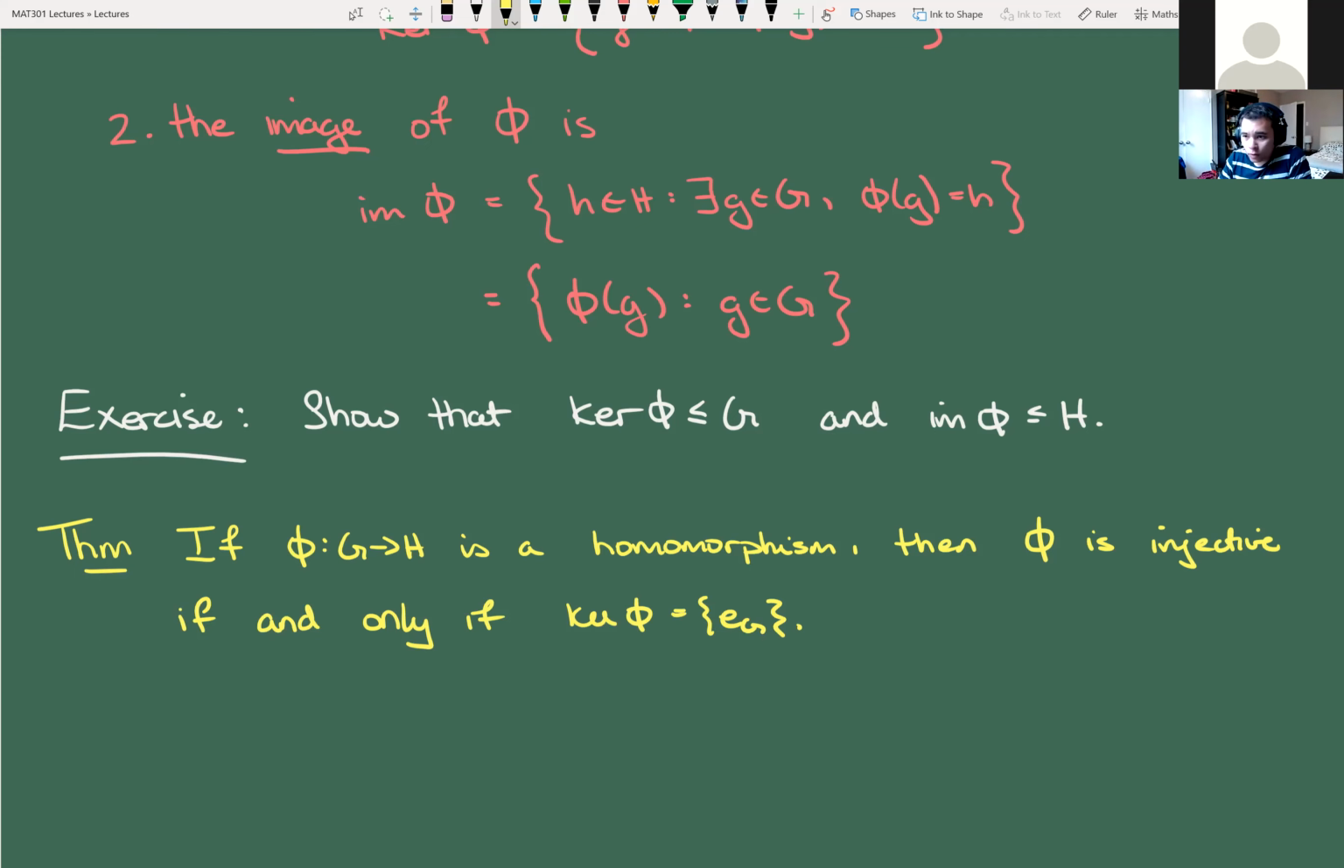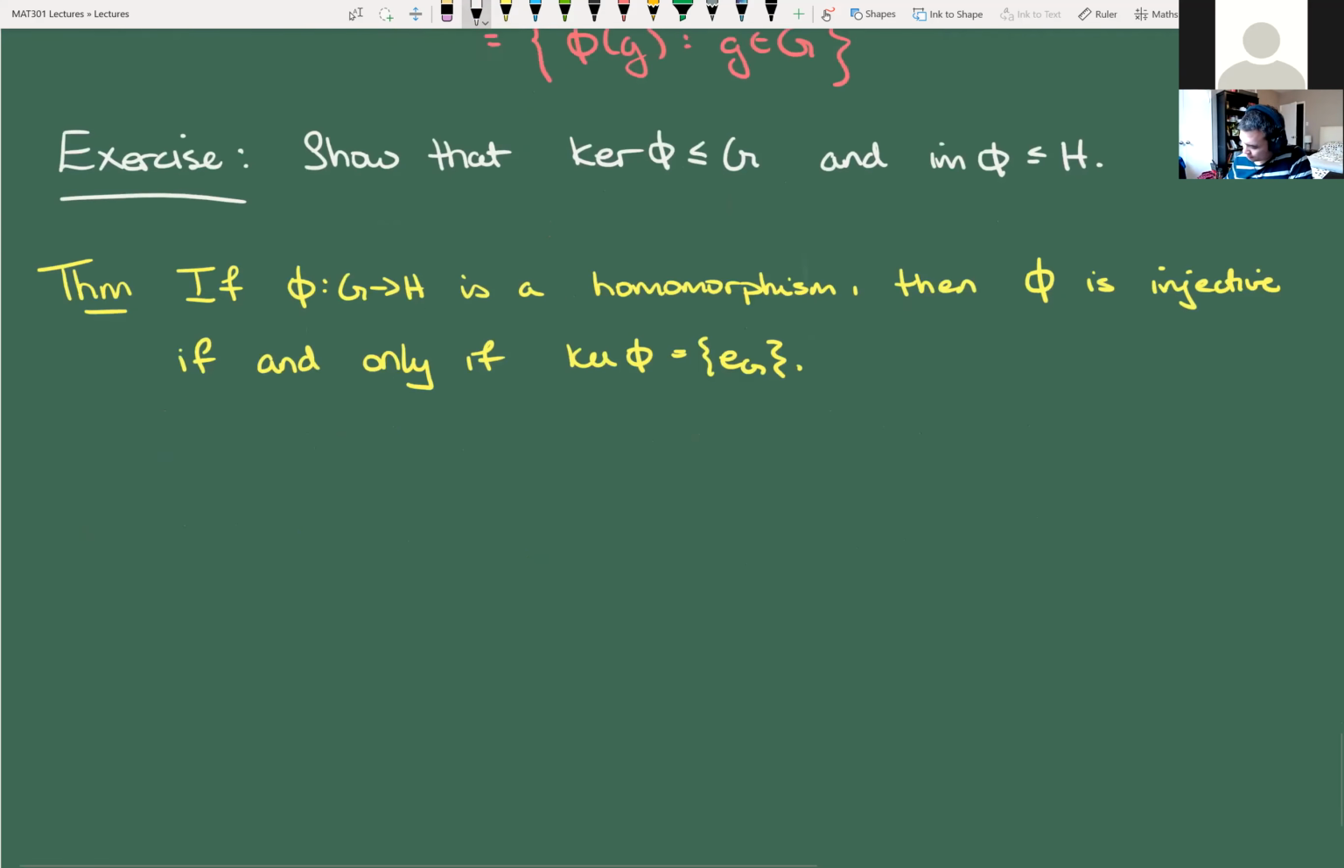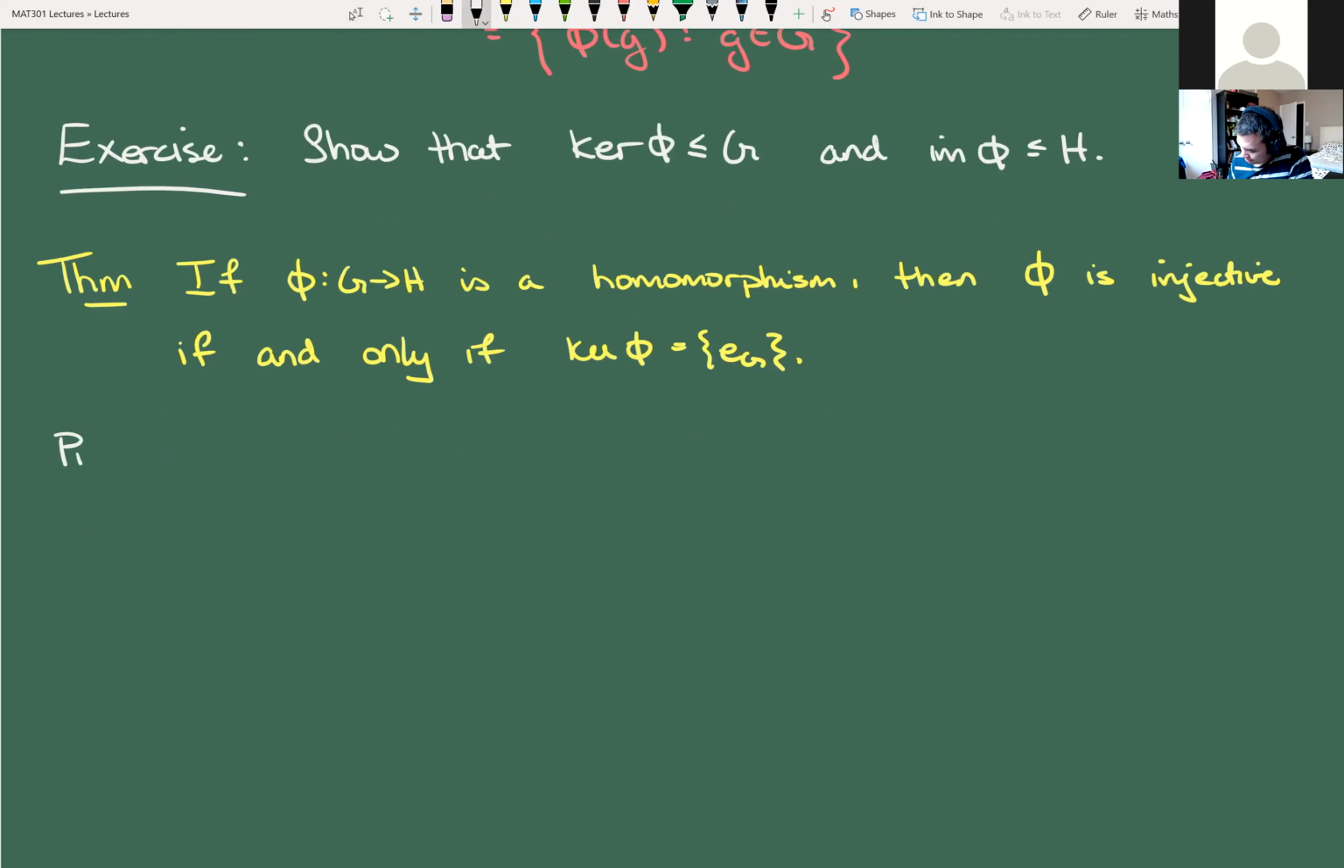It's word for word identical. The only change is that instead of a plus, we're going to use the group operation, but otherwise it is the same. Okay, and I think it's worth going through it to see why it's true. So let's suppose that phi is injective.